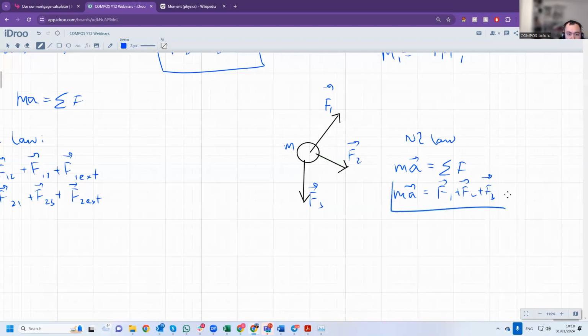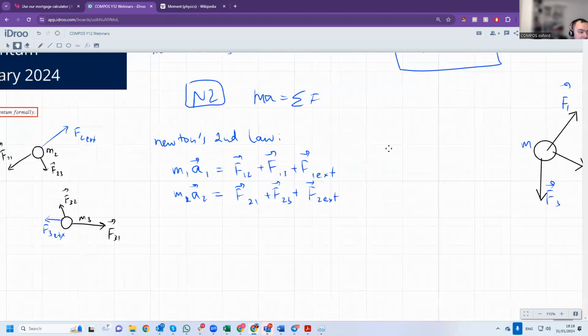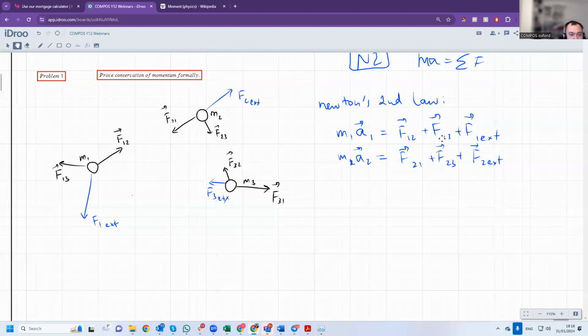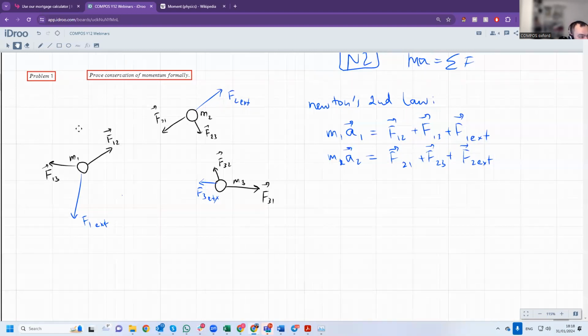Okay, I get that now. Thanks. So I'm doing the same just for three different objects. M1A1 is F21 plus F13 plus F1 external, because there are three forces on object 1. There are three forces on object 2, and similarly, there are three forces on object 3. M3A3 is going to be equal to F31 plus F32 plus F3 external.